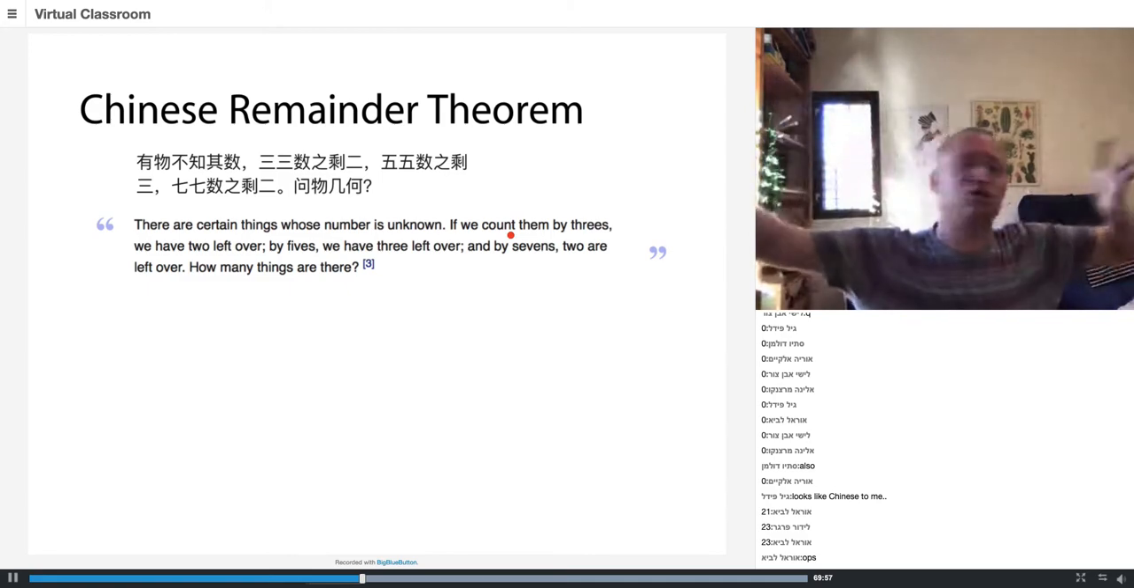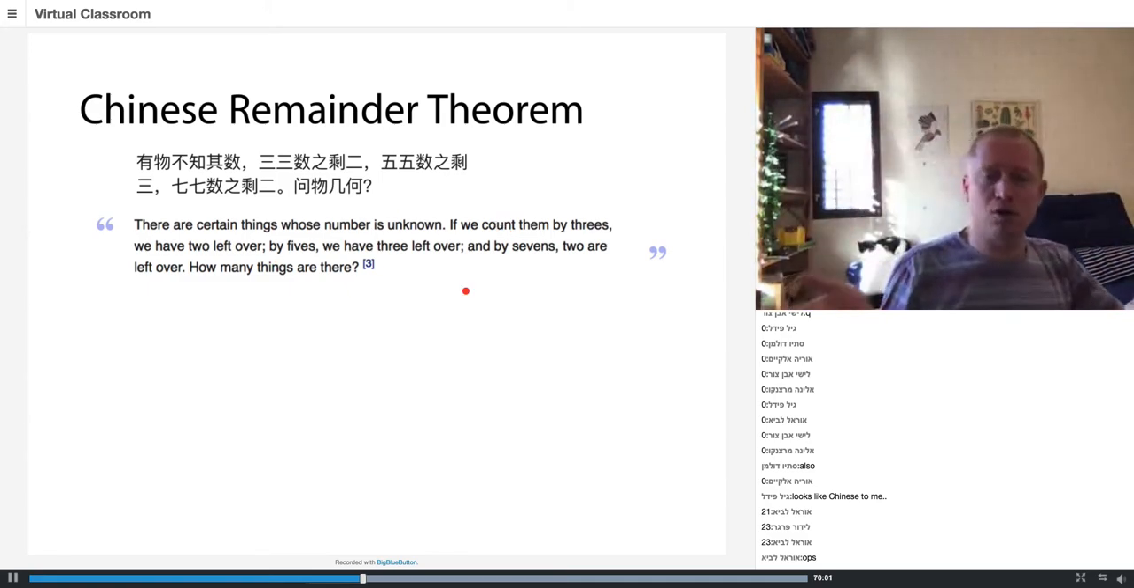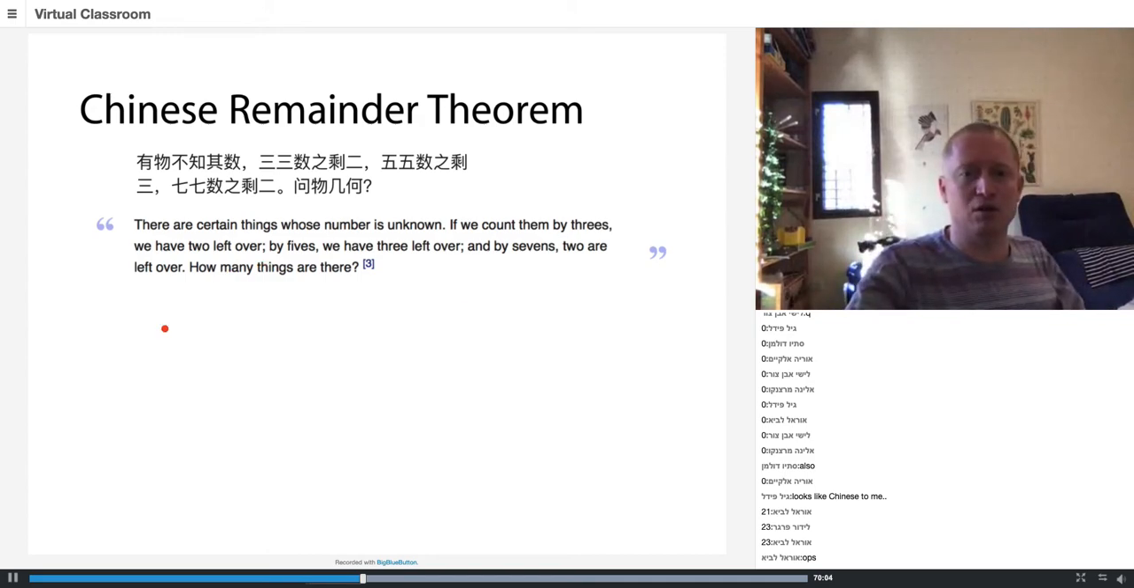Okay, I'm telling the soldiers, no, let's try another arrangement. Arrange them by 5s. Doesn't work. We have 3 left over. Arrange them by 7s, and 2 left over. Then the answer again is 23.